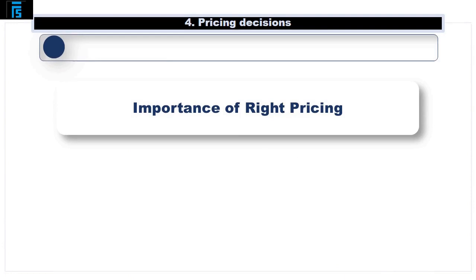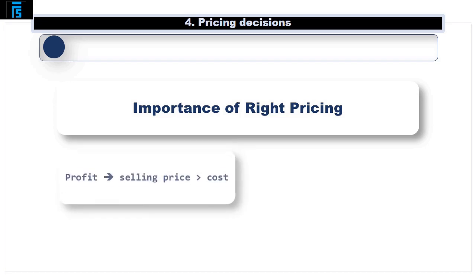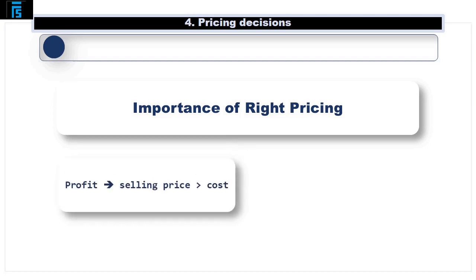Before we look at the different methods of determining a price for a product or service, let us think about why it is important to get the price right. In order for any business to make a profit, it needs to sell its products or services for more than it costs to make them. So you might say, well, why not just set the price really high and then you can be sure that you have covered all of your costs?